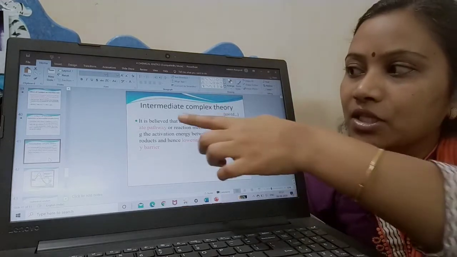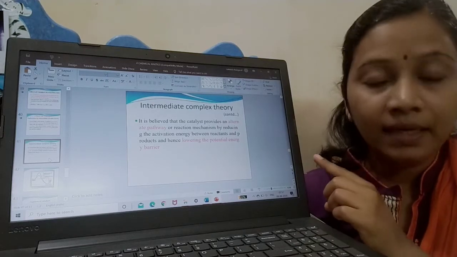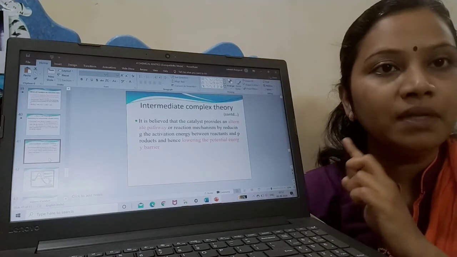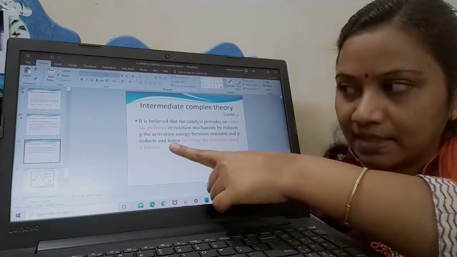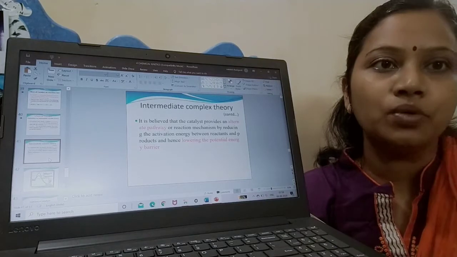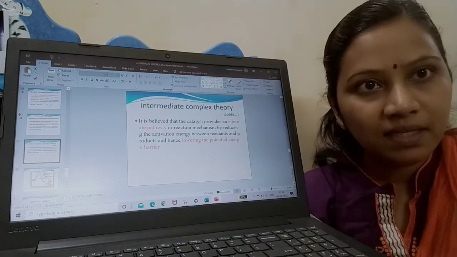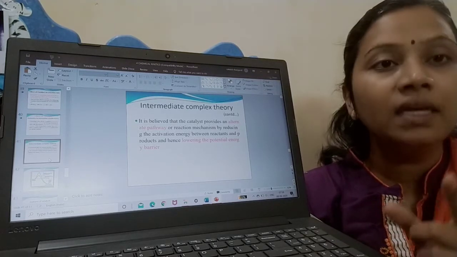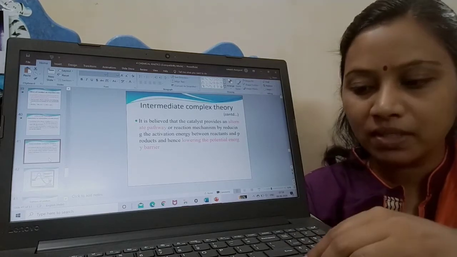So what is intermediate complex theory? Intermediate complex theory suggests that in the presence of a catalyst, the activation energy between your reactants and the products decreases. As a result, the potential barrier is lowered, so the reaction proceeds fast. Okay, only two aspects in intermediate complex theory. Whenever there is a catalyst, what will it do? It reduces the activation energy between the reactant and the product. When activation energy is less, then the potential barrier is also lowered, so the reaction proceeds fast.